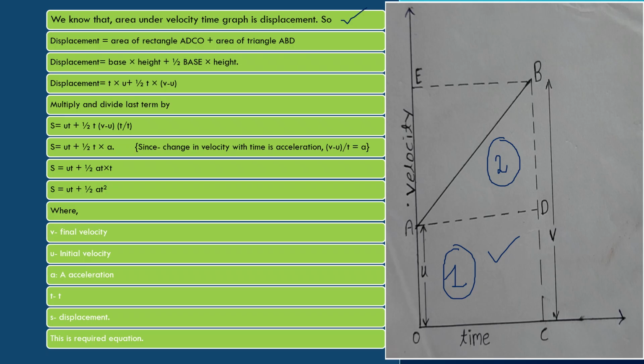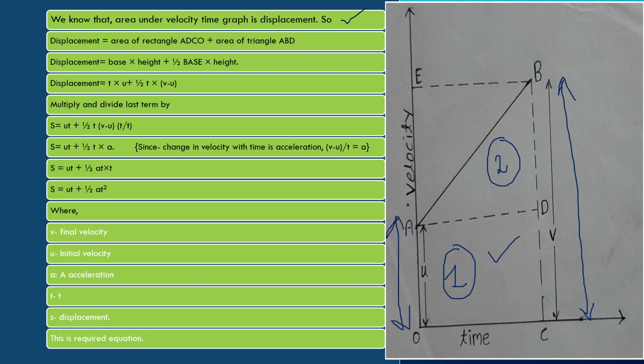If you see from O to C, it is u into t. So here we are taking base into height plus half into base into height. Now what is the base here again? Base is t. And what is the height? Height will be v minus u. So what is v here? If you see here, this is the complete v minus u, that is the initial velocity that you see on the screen. I hope this point is clear.